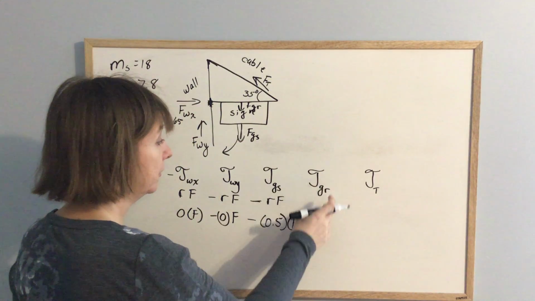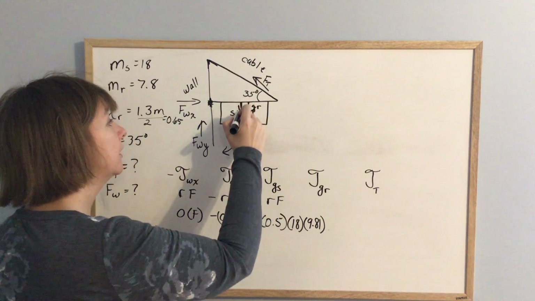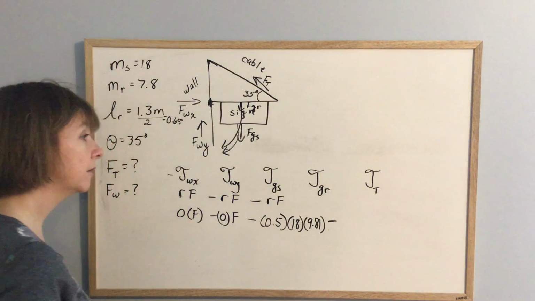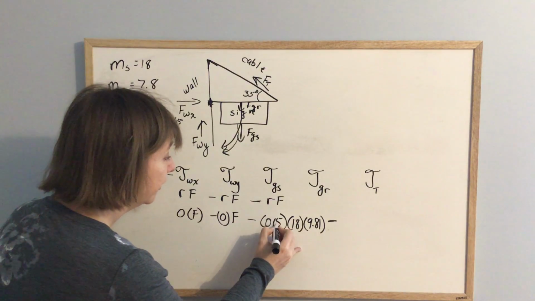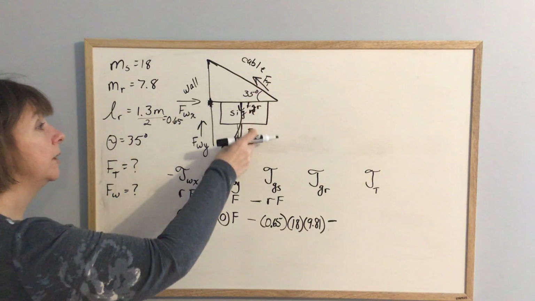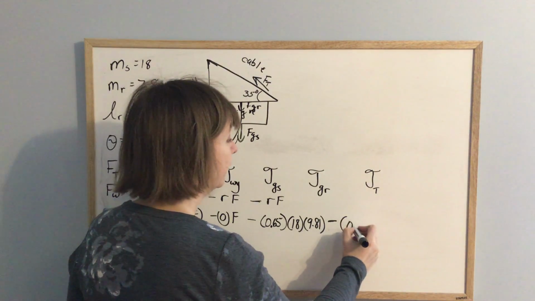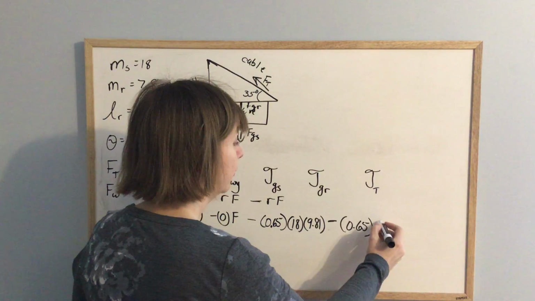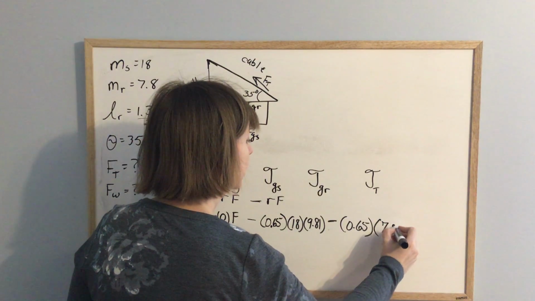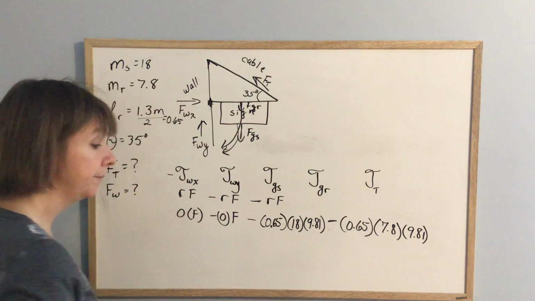Now we have to think about the torque because of gravity on the rod itself. Same scenario, if it's pulling down, it's going to pull it in the clockwise direction, so that is negative torque. I put 0.5, I should have put 0.65, sorry. Again, we're assuming that gravity is working on the center of that rod. The center is at 0.65, so that is our R. And gravity is the mass of the rod, which is 7.8, times acceleration due to gravity, which is 9.81.